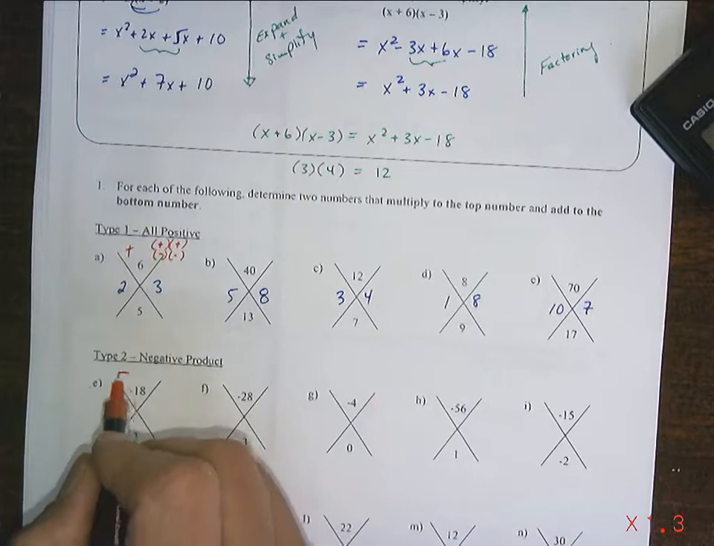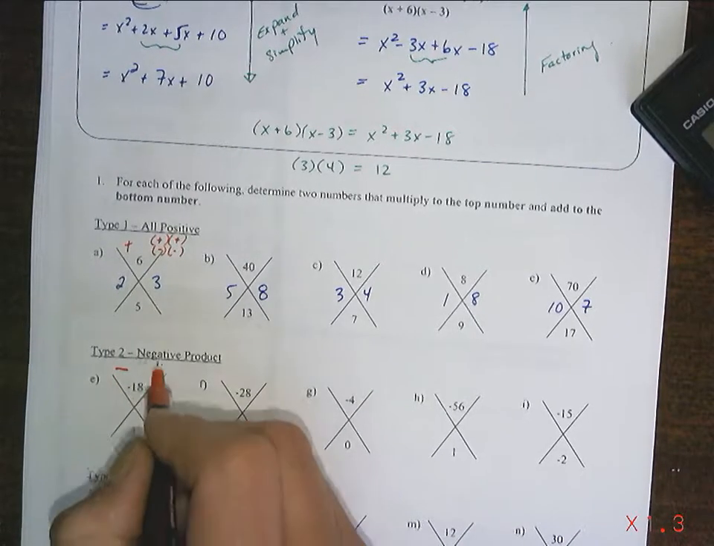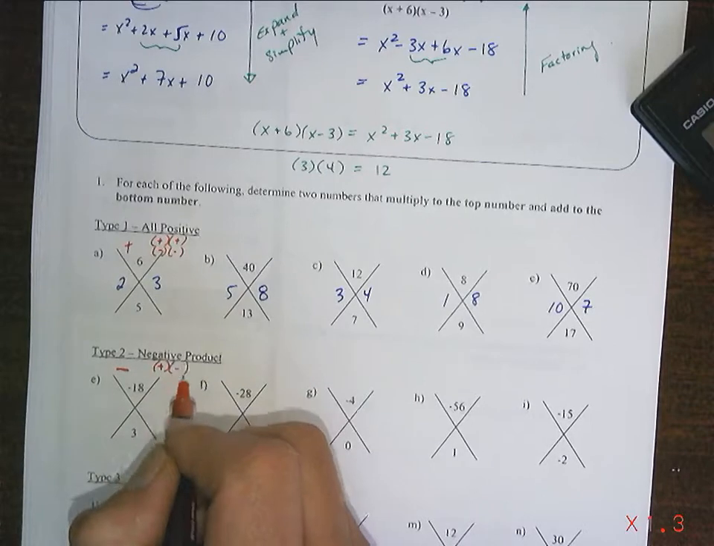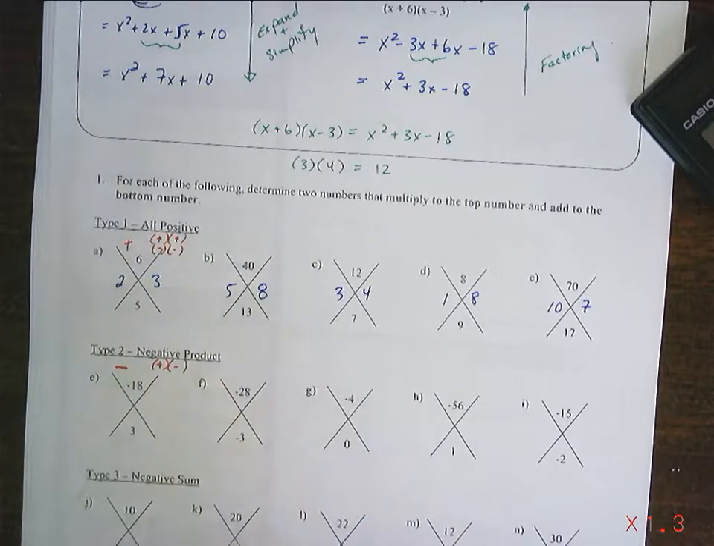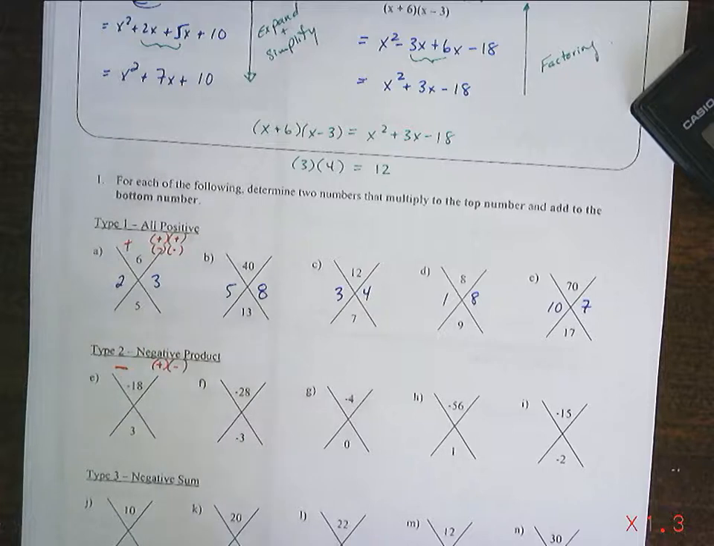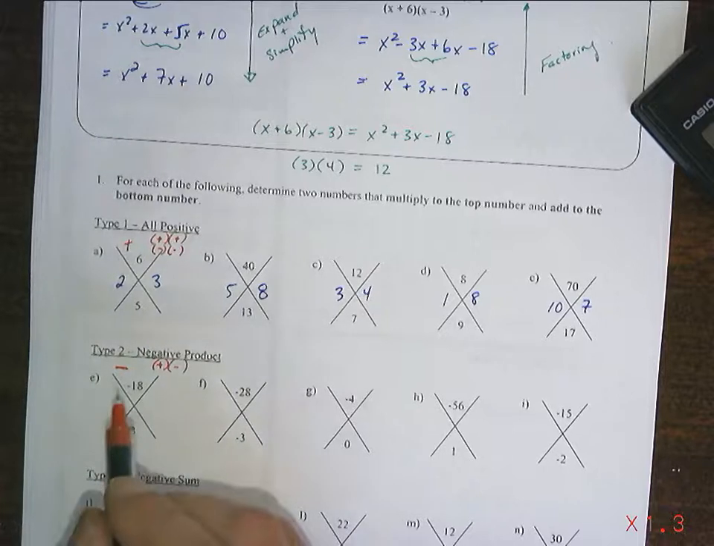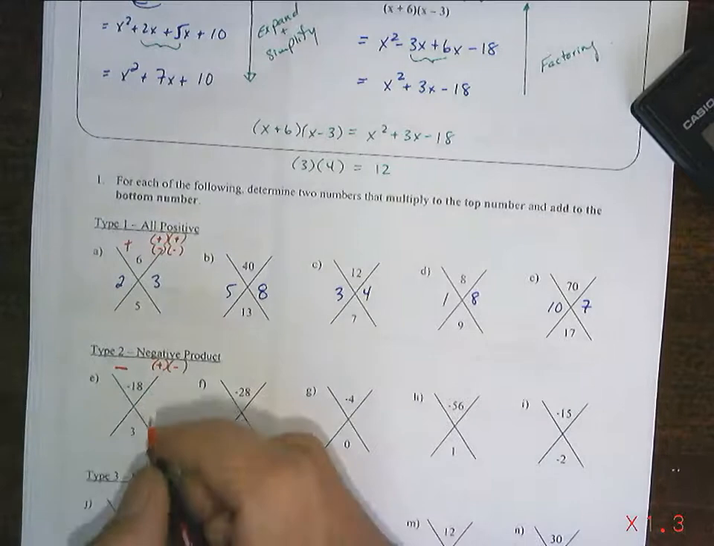Compare that to this. The top is negative. The only way I'm going to get two things to multiply to a negative is if one is positive and one's negative. There's no way around it. One's got to be positive, one's got to be negative. They're going to sum to positives or negatives, depending on the question, but one's got to be positive, one's got to be negative. So I'm looking for two numbers that multiply to give 18 and add to give 3. Well, 6 and 3 make sense to me.